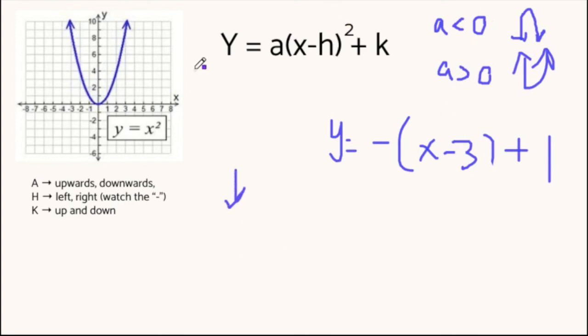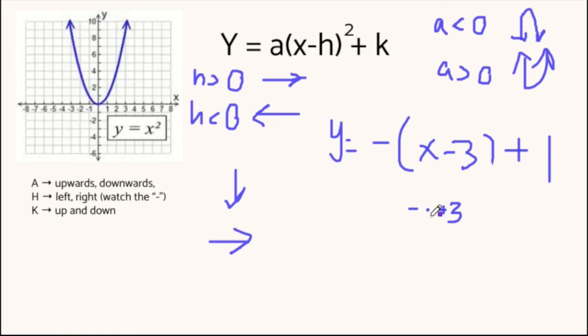And for h, if h is greater than 0, our graph is going to move right. If h is less than 0, our graph is going to move left. In this case, we have negative 3, but we know that our equation has negative h in it. When we separate the negative that is in the equation, we find that our h is actually positive 3. So in this case, we know our graph is going to be moving this way. And lastly, we have plus 1.